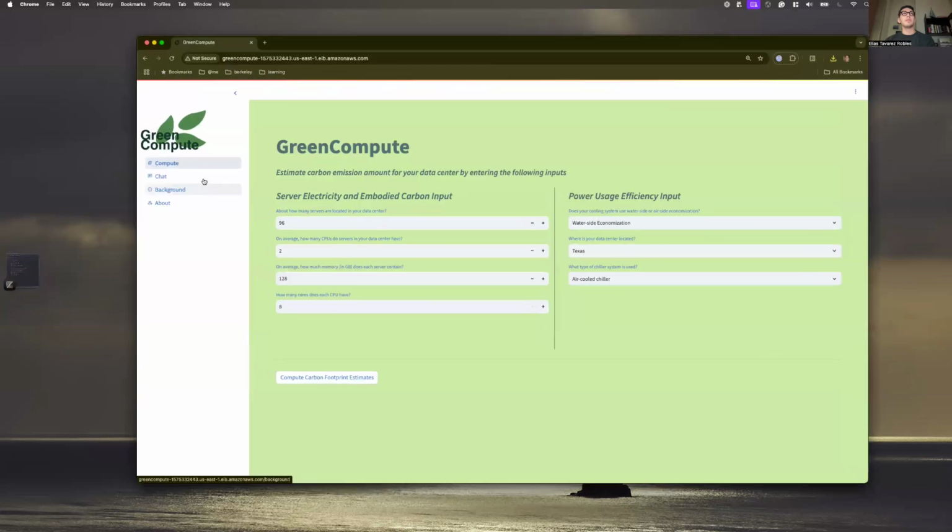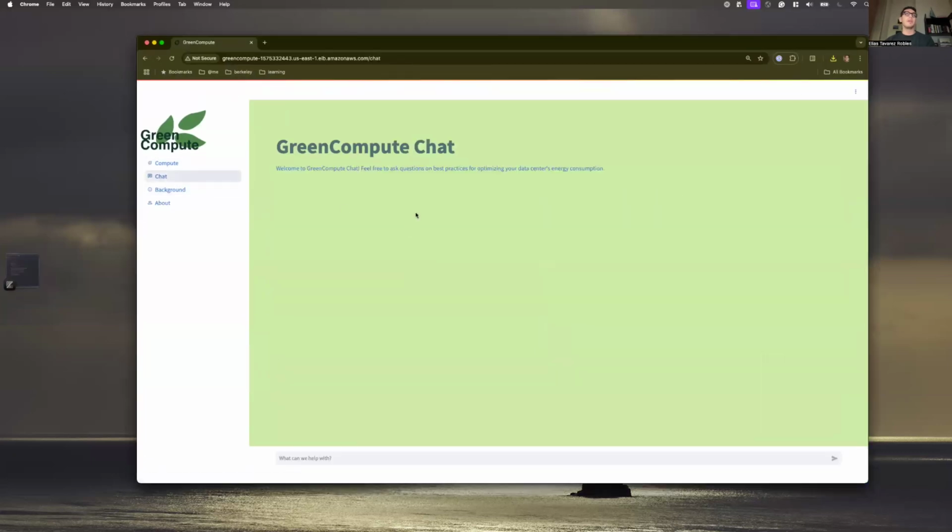Now we can move on to the chat feature where we can ask a question and get a response back on expert recommendations from the master list of energy efficiency recommendations. So I can put a question here that I had preloaded, which is how do high efficiency cooling units compare with traditional systems in terms of energy savings for server rooms? And let's see what we get back.